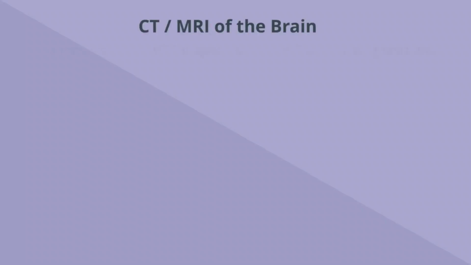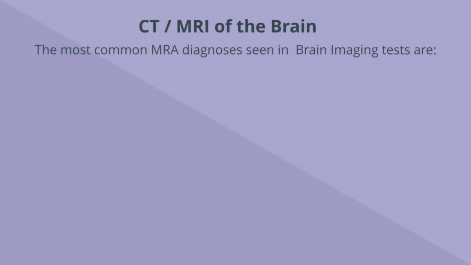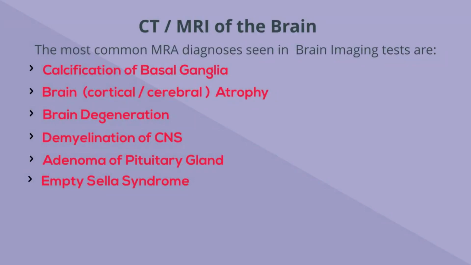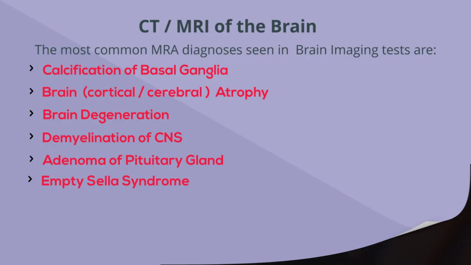Now let's see what the most common risk adjustment diagnoses seen in paraclinical tests reports are. Here are the most common ones seen in CT or MRI of the brain: calcification of basal ganglia, brain atrophy, brain degeneration, demyelination of the central nervous system, adenoma of pituitary gland, empty sella syndrome. Any mass located in the cranial box is a risk adjustment diagnosis.